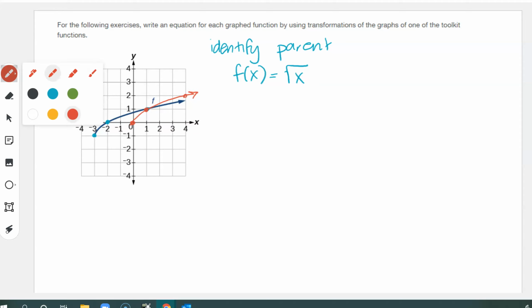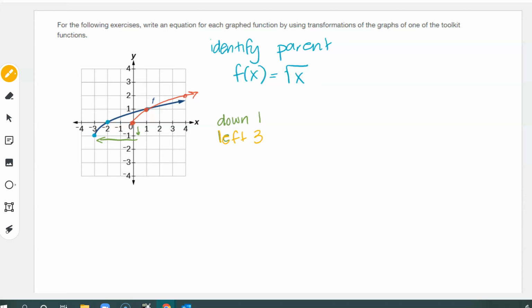So we can see two things seem to have happened to our parent graph. We have shifted it down because the starting point is at -1, not 0 when it comes to our y's. And we've also shifted it to the left. So we have it down 1, and then I'm going to use a different color for the left. Left, oh, that's not a different color. Left 3.